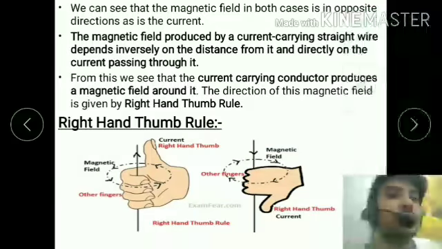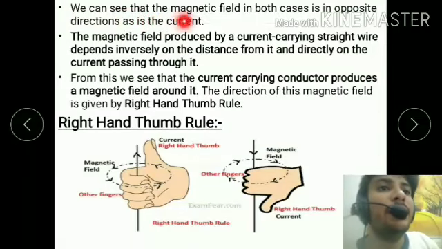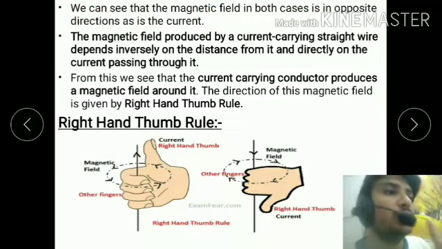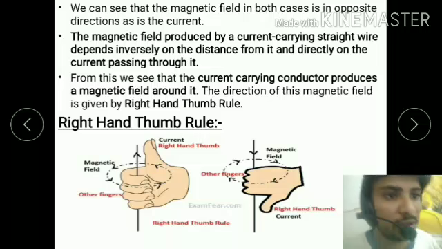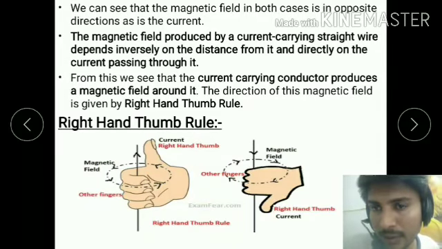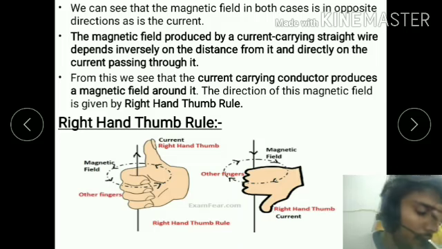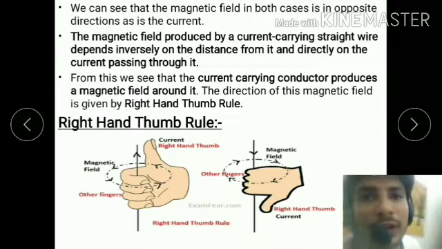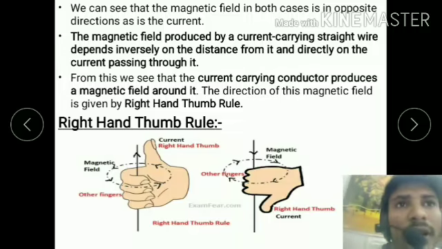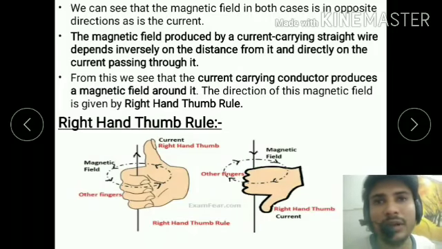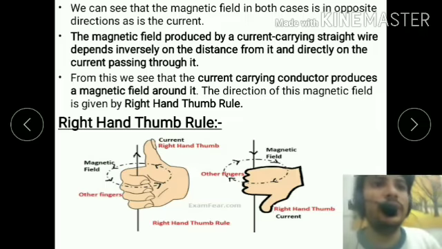Now we can see that the magnetic field in both the cases is in the opposite direction, as is the current. So you can always know that the direction of the current and the direction of the magnetic field are opposite. If the current is flowing from left to right, then the magnetic field arises from right to left. If the current is flowing from right to left, the magnetic field arises from left to right. This is how you can determine the direction of the current or magnetic field.